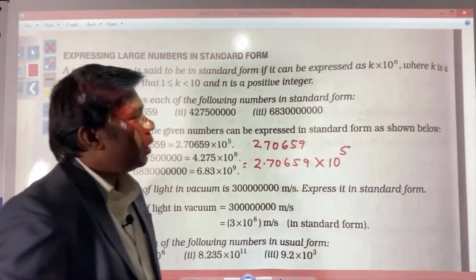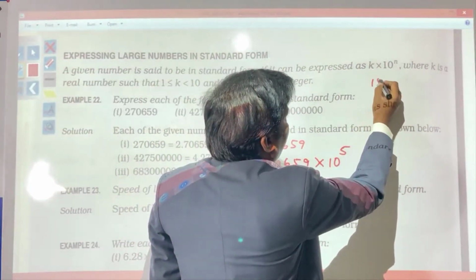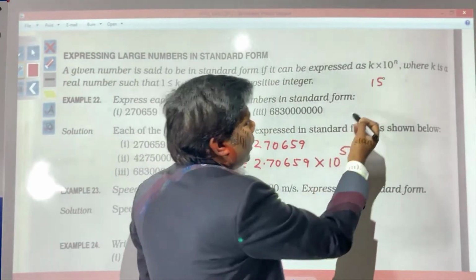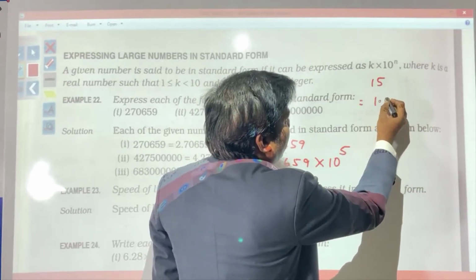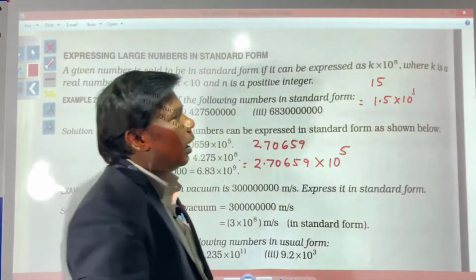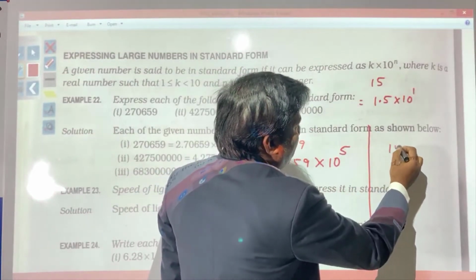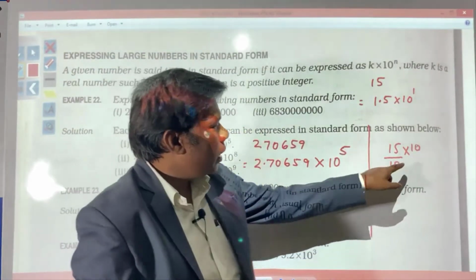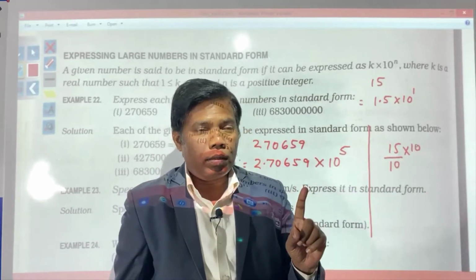Suppose I give you a very small example. Suppose you have 15 and it is required to be represented in standard form. How will it be represented? This can be written as 1.5 into 10 to the power 1. How did it happen? Just you see. Here you have 15, which has been divided by 10 and multiplied by 10. It means the 10 and 10 cancel, and you have multiplied 15 by 1.